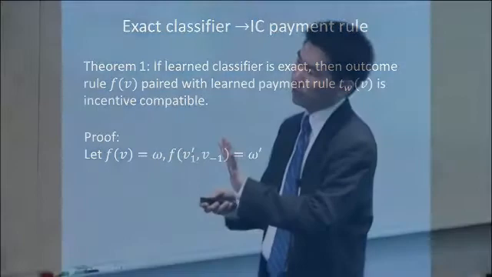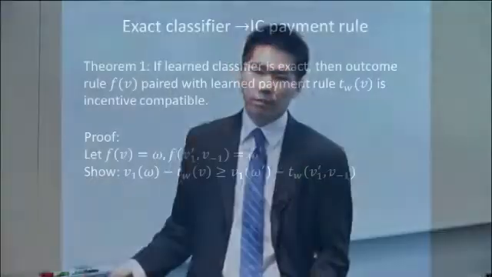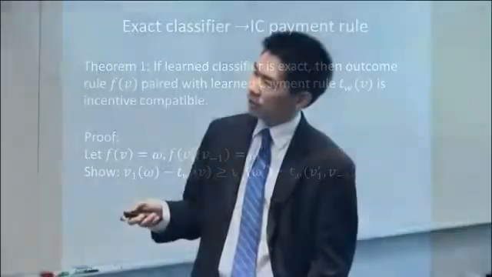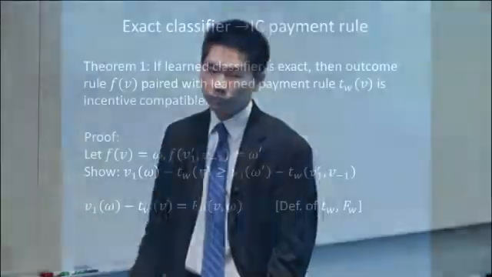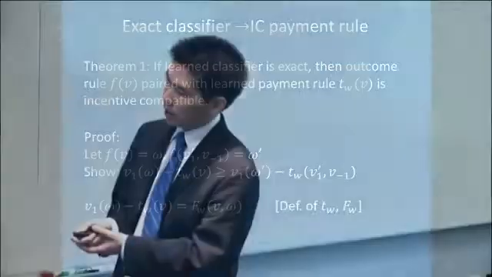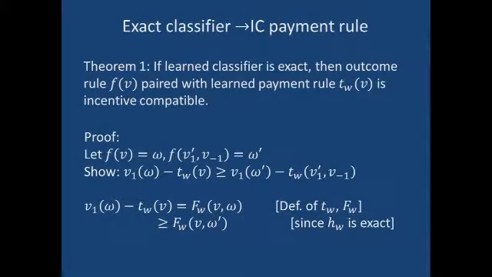Suppose that when agent 1 reports truthfully, the outcome is omega. And when agent 1 reports something else, v1 prime, the outcome is omega prime. We want to show that under the payment rule that we learned, the agent's utility under outcome omega and reporting its true valuation is at least its utility when reporting v1 prime. The first step is to notice that this is the exact form of the discriminant function that we've learned. The second step is to use the fact that our classifier is exact.